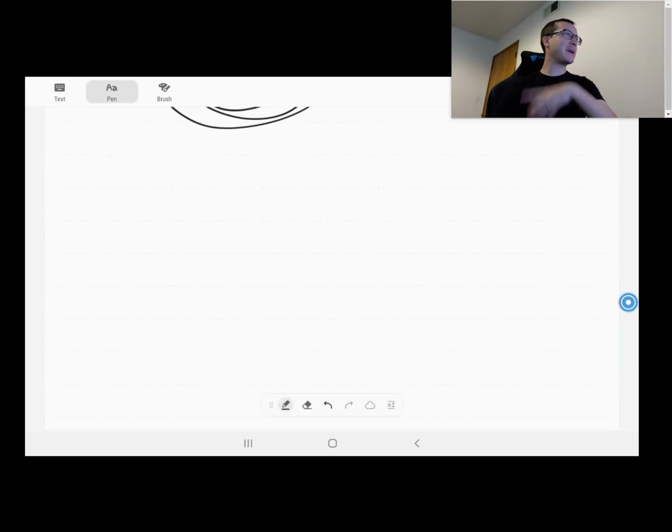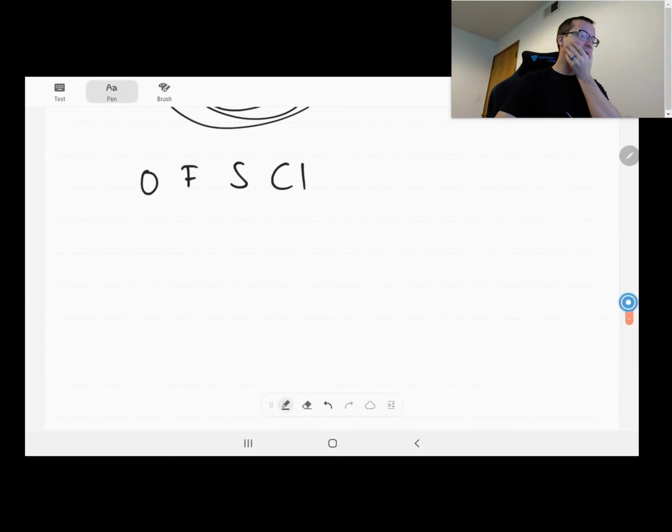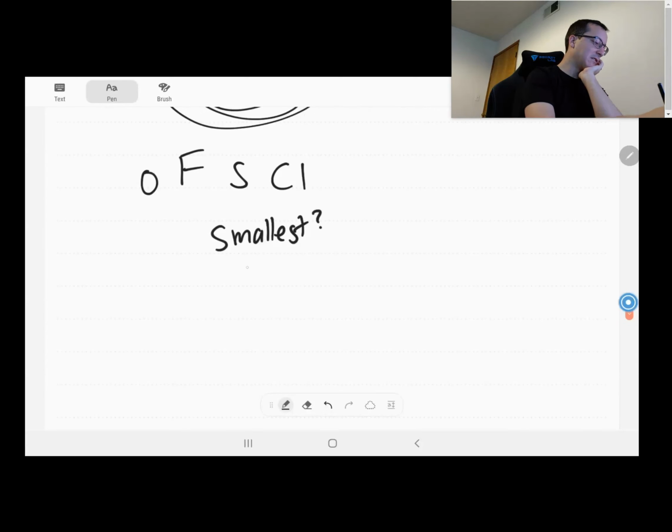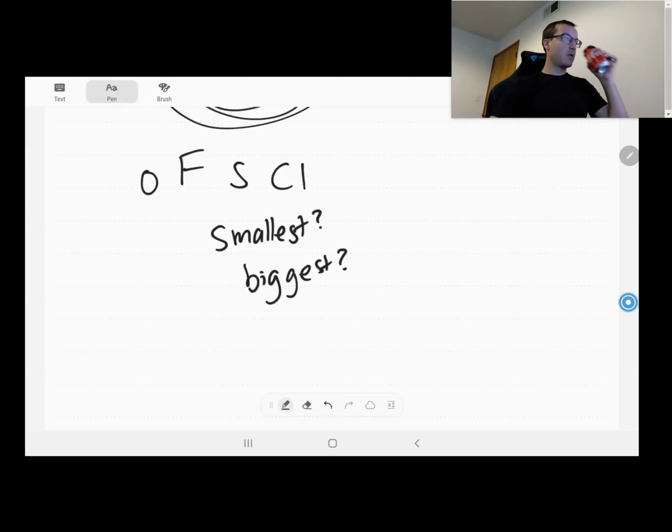Okay, let's do some comparison. How about we have these 4 elements? I'll erase this one. Which one of these is the smallest? And which one's the biggest? Very good. Smallest is fluorine, biggest is sulfur.